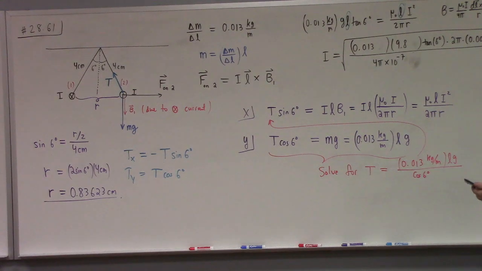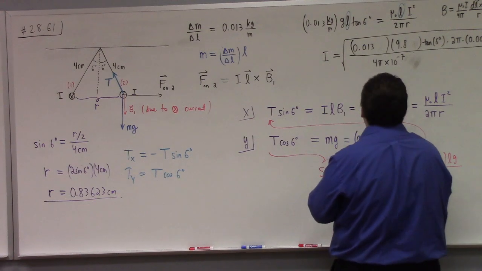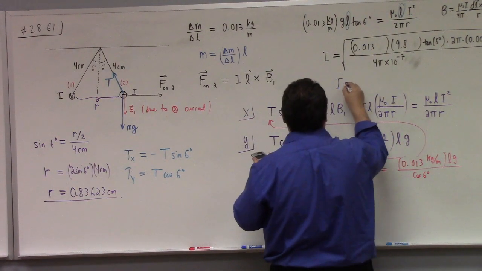0.013 times 9.8 times tangent of 6 times 0.0083623. All right. And then I will divide by 2. And then I cancel the pi's out. Multiply by 10 to the 7th, because dividing by 10 to the minus 7 is the same as multiplying. I get 559.86 before I take the square root. After I take the square root, I got 23.66 amps. Please let that be the answer. Okay, so we're either both right or both wrong.